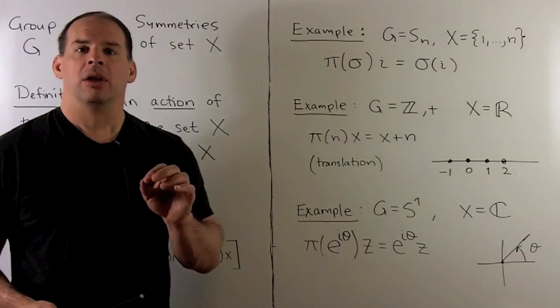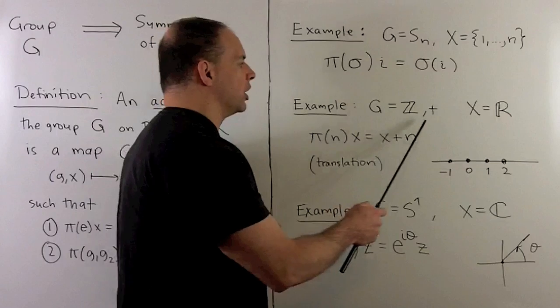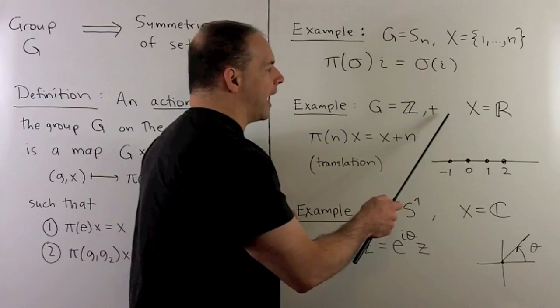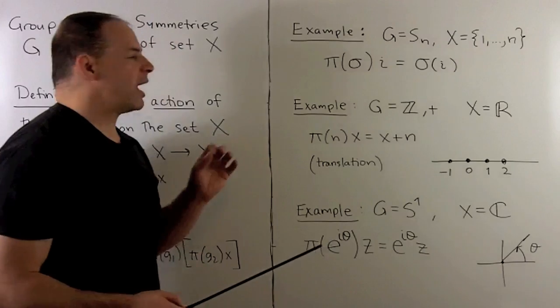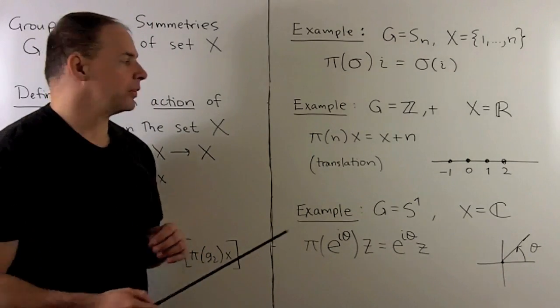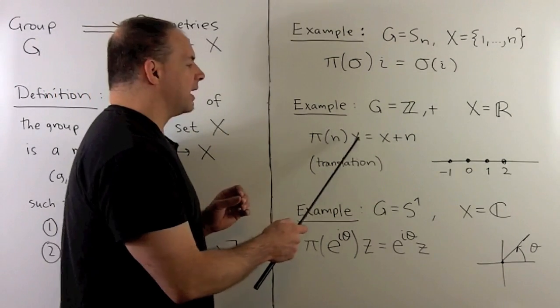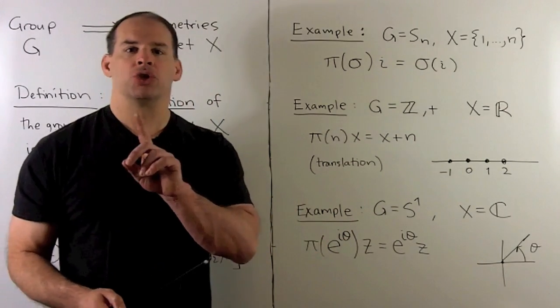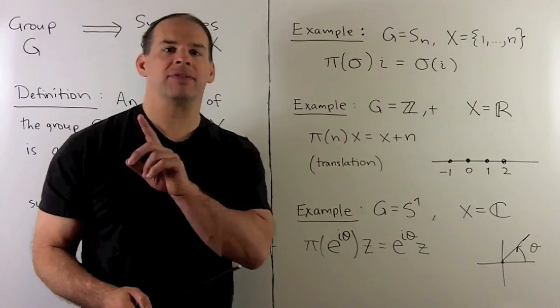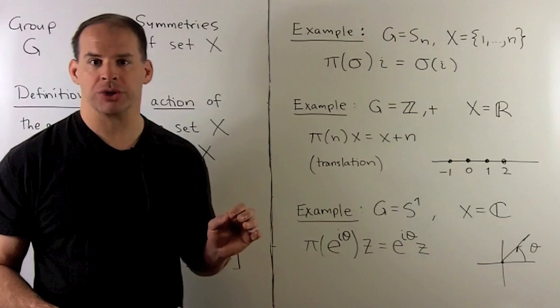If we let our group be the integers under addition, we'll let our X, our set, be equal to the real numbers. Then we'll have an action by translation. So I'll let pi of n applied to x be equal to x plus n. So these are just going to be translations to the right or left of the real line by integers.